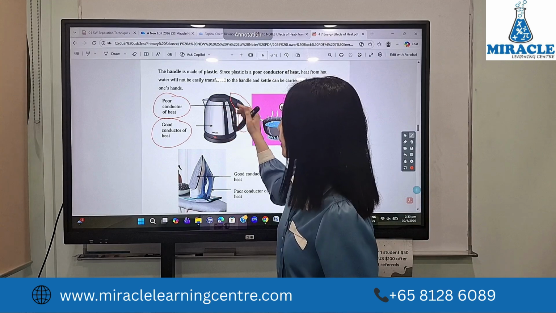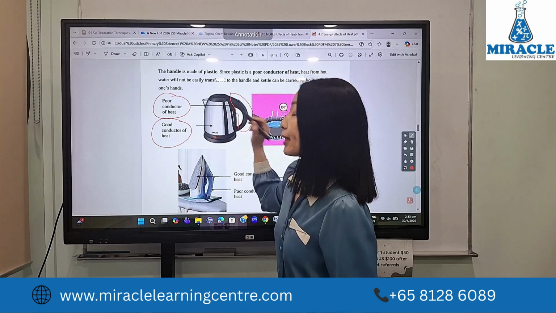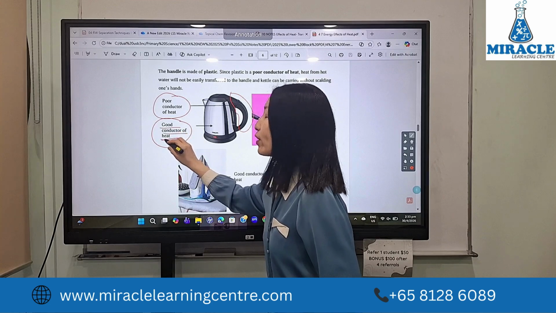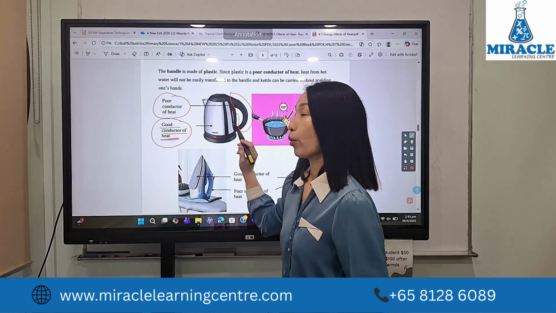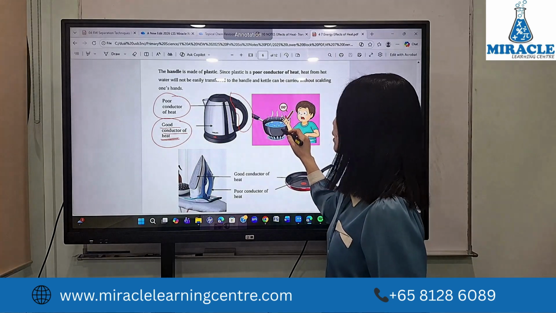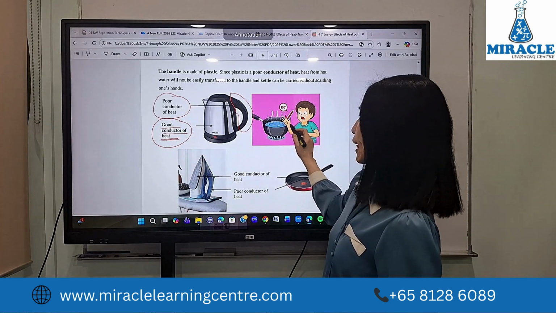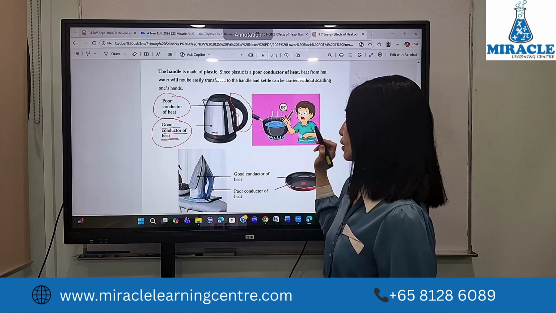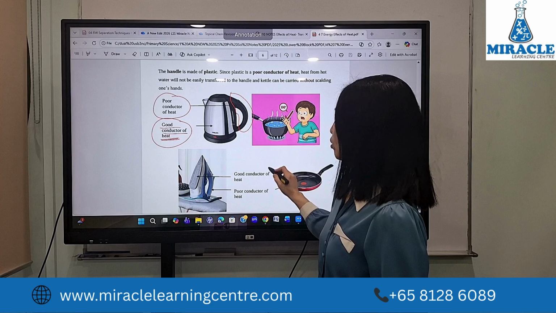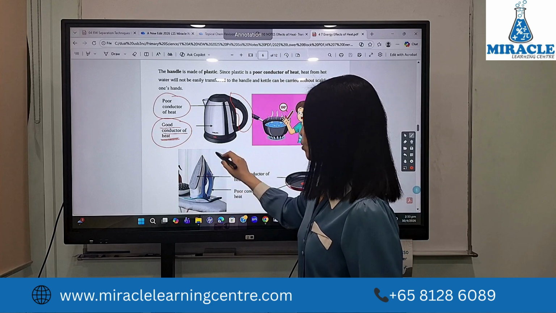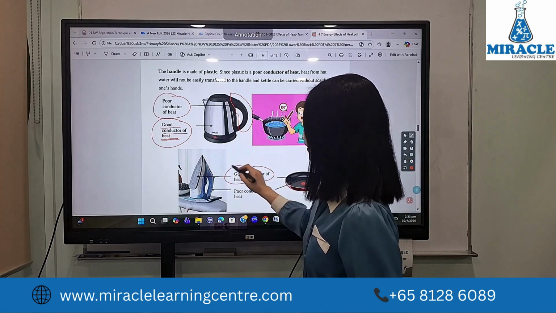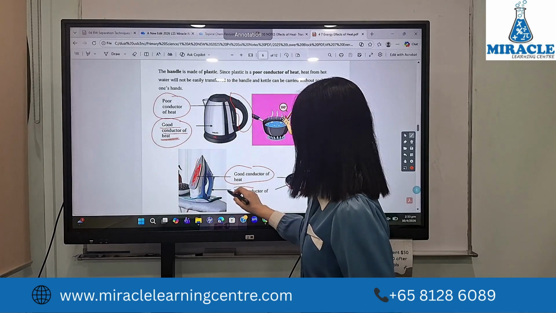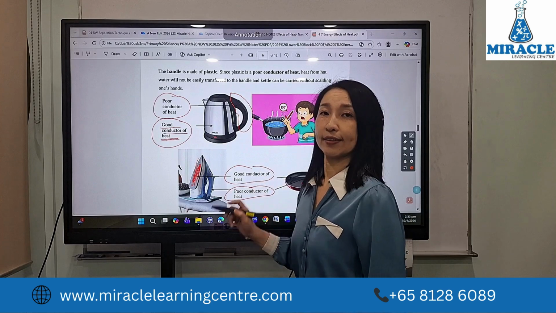But for the kettle itself, we need to use a metal, because a good conductor of heat can conduct heat very quickly and can boil the water very quickly. So do not touch the hot pot with your hand, because it is very, very hot. It is a good conductor of heat. Similarly, for the iron, we use a good conductor of heat for this part, ironing our clothes, and for the handle, we use a poor conductor of heat.